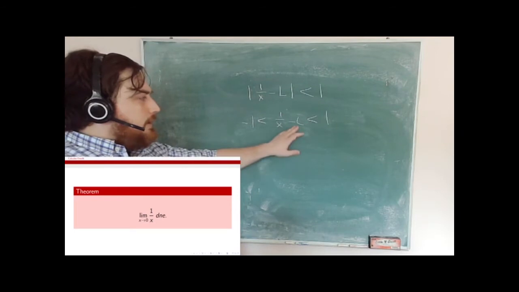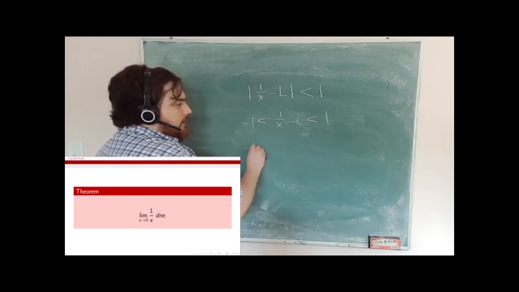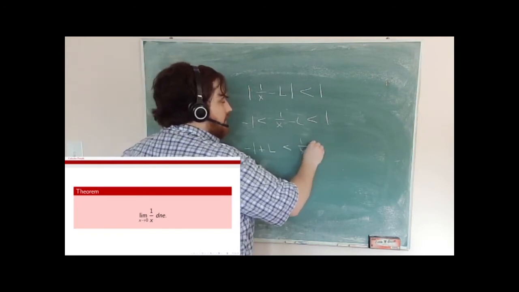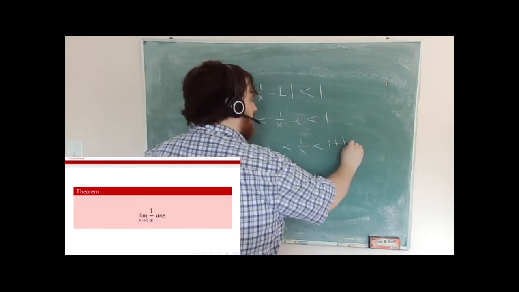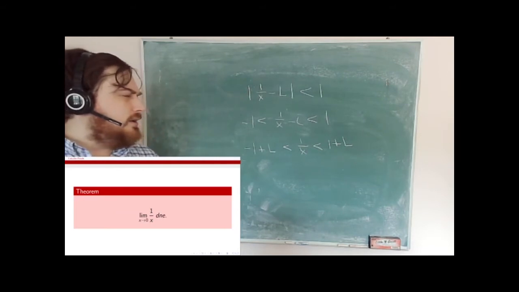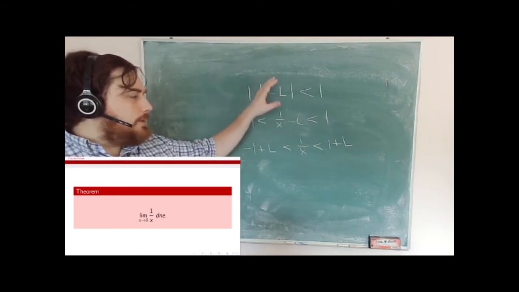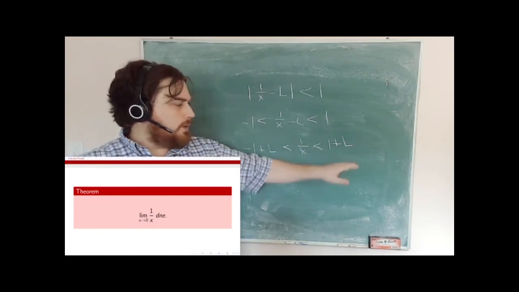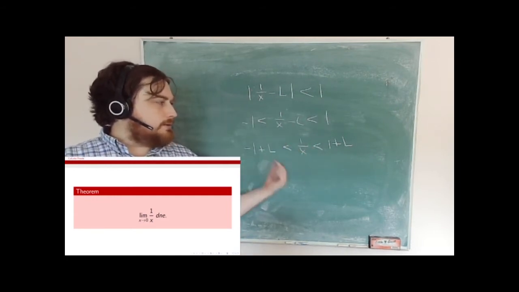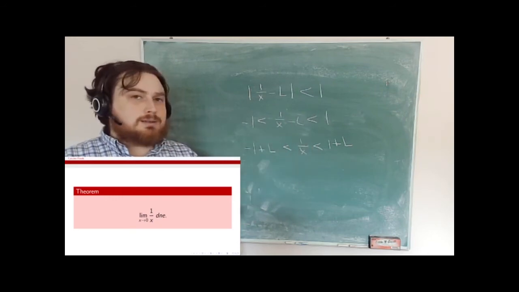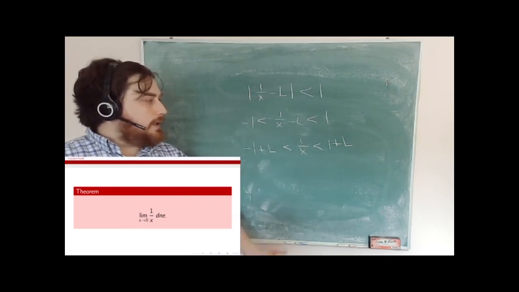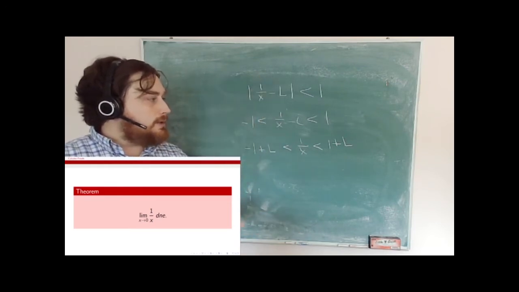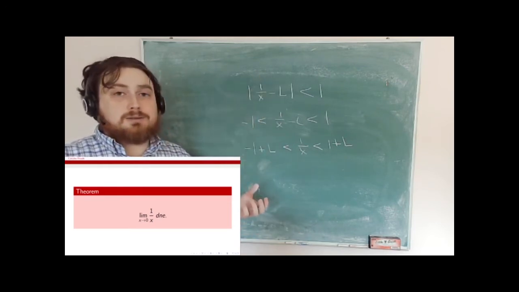Well, what I want to think about here is that if I add L to both sides, I get negative 1 plus L is less than 1 over x is less than 1 plus L. So in order for this to be true, that means that 1 over x is between negative 1 plus L and 1 plus L for all x less than delta. So that means that we always have to have this be the case because we said the limit exists and was equal to L.